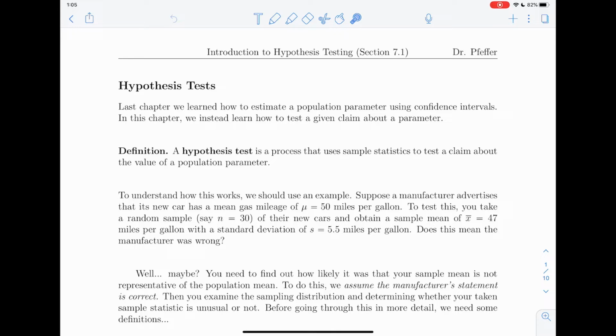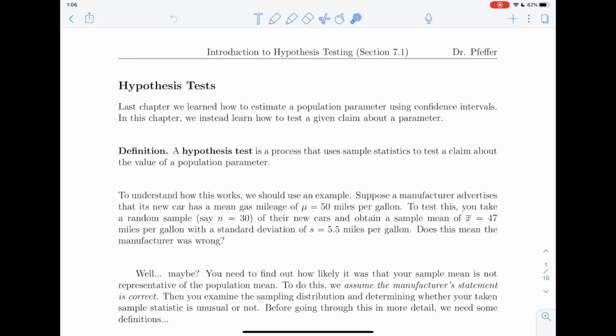conversation so far. What we learned so far in chapter 6 was how to estimate a population parameter using confidence intervals. So this could have been a population proportion or a population mean, any sort of parameter on the population. And we learned how to estimate that using confidence intervals.